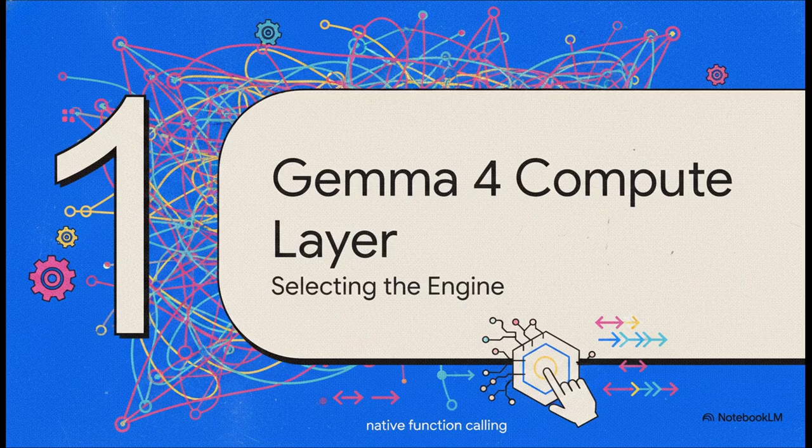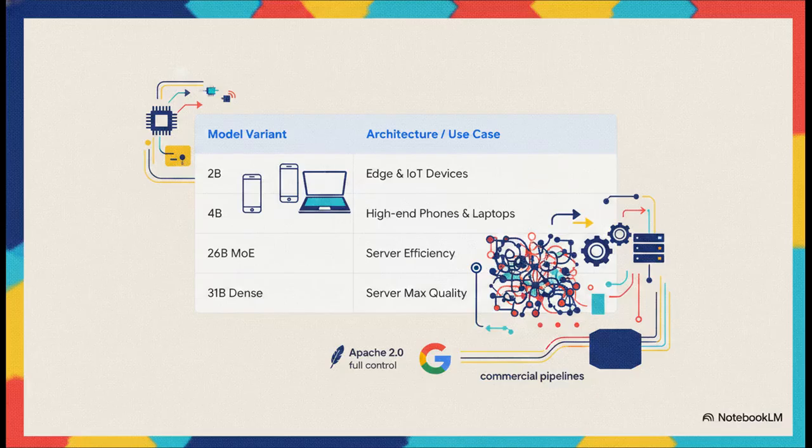All right, section 1, the Gemma 4 compute layer, selecting the right engine for the workload. Okay, let's dive into this. When you're designing any agentic system, your base model is your foundational solution, right? And the Gemma 4 models now come with native function calling and reasoning built right in, which is a huge deal. Looking at the model selection matrix, you've really got to select the right engine for the specific workload.